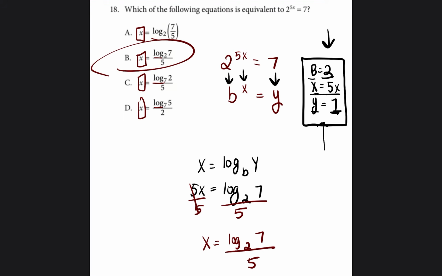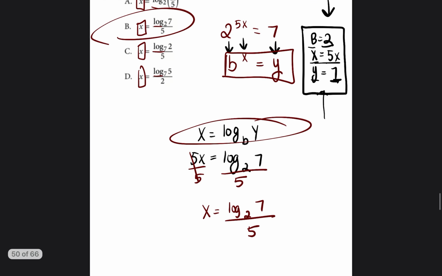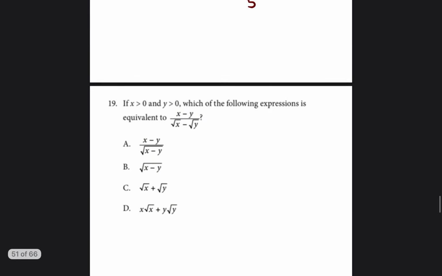Very simple. Just line everything up, figure out what b, x, and y are equal to, put it into the standard equation, and then go ahead and just get the x by itself, and you'll be able to get the answer. Very simple. Okay, number 19.